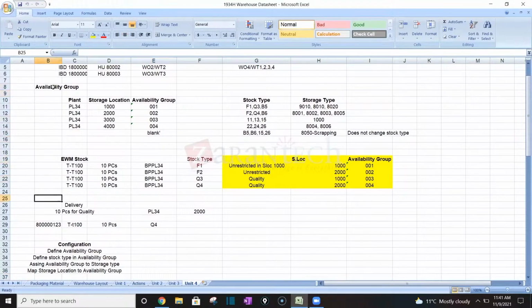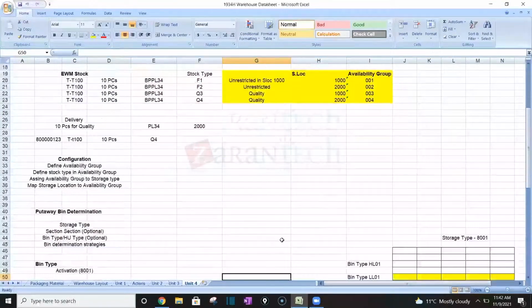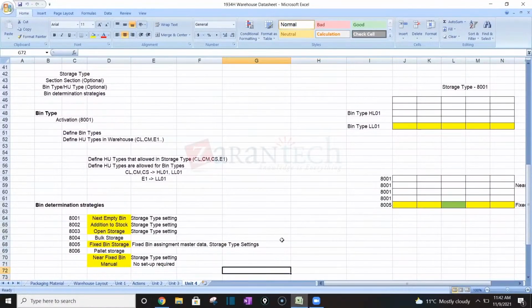So our important summary points were that every store location stock in EWM will be represented by a different stock type. Unrestricted stock is given a different code. In store location 1000, the same unrestricted can be given a different code in store location 2000, and so on. We could also dedicatedly assign each storage type to a specific store location stock by assigning it to an availability group. Okay, so we spoke about availability group in detail. We have configured availability group, and then we started our strategies.